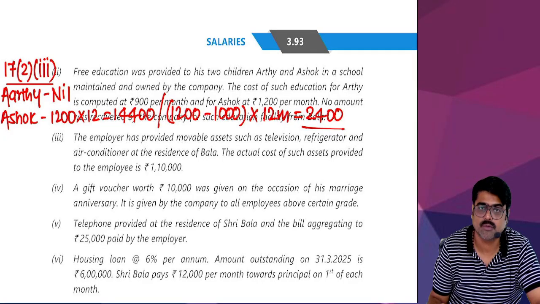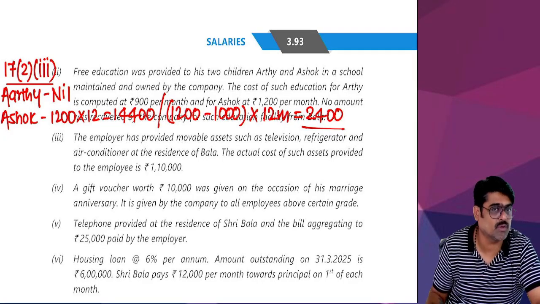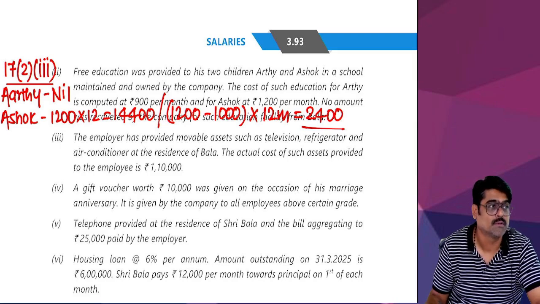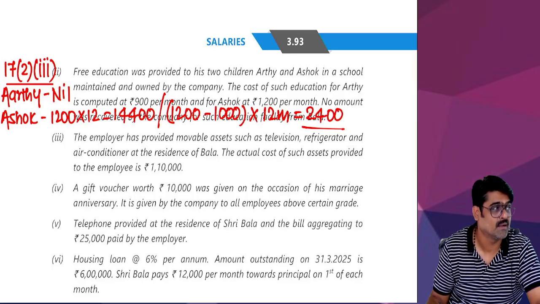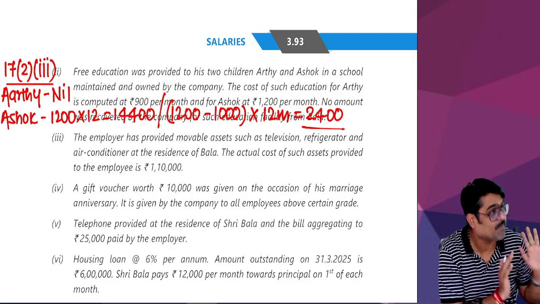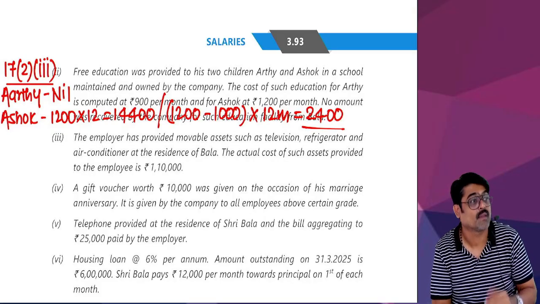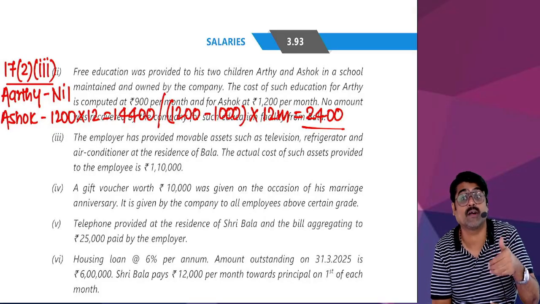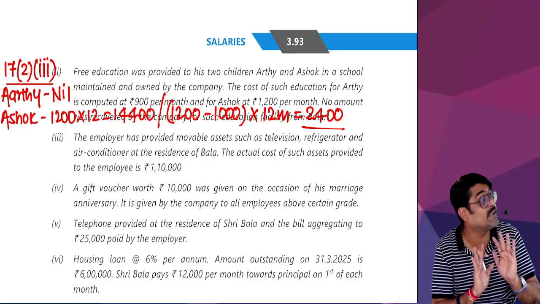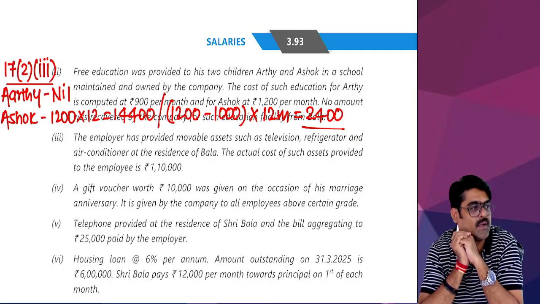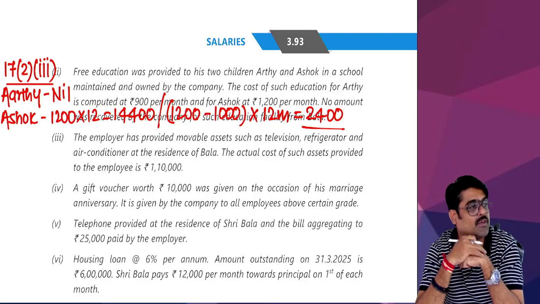Will you remember this? If this same education was provided in a school where the employer has some arrangements, then the treatment will remain the same. School owned and maintained by the employer, or a school where the employer has some arrangements, the treatment is the same. But what if the benefit is provided in some other school?